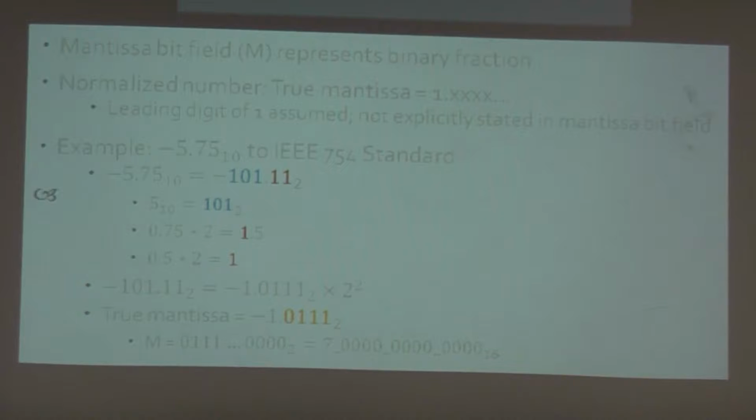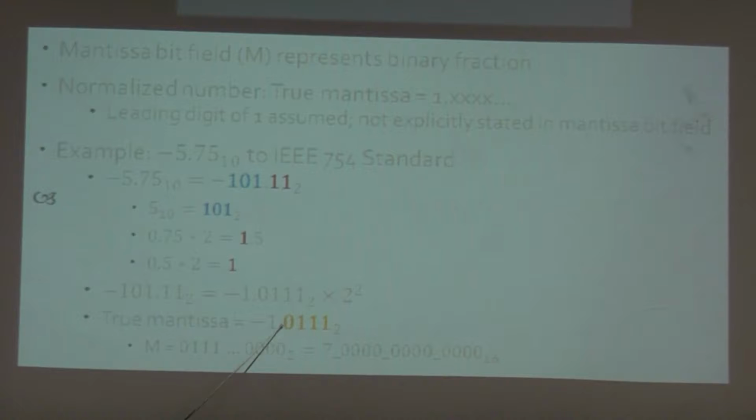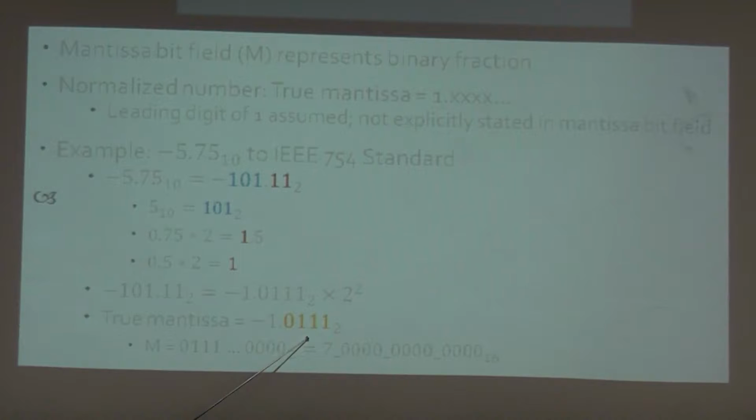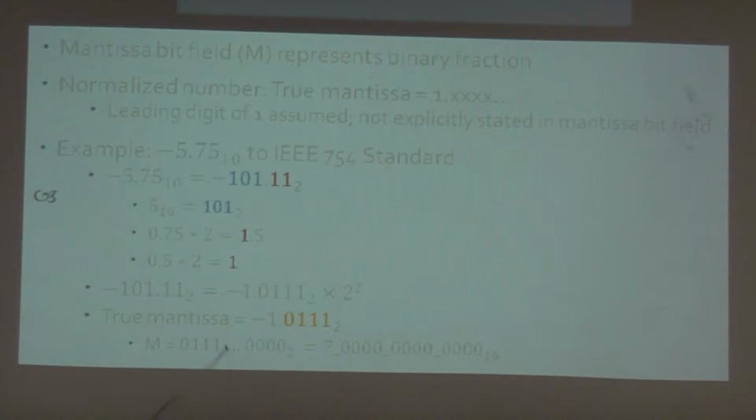So as I said again, we only want to explicitly state the bits on the right side of the binary point, which is 0111. But the actual true mantissa is -1.0111. So that's the bit field. It would be really long if I had to say it, but we're mainly concerned with the left hand side, the 0111, and the rest are zeros. Or in hex, it would be 7 all the way down to 7.